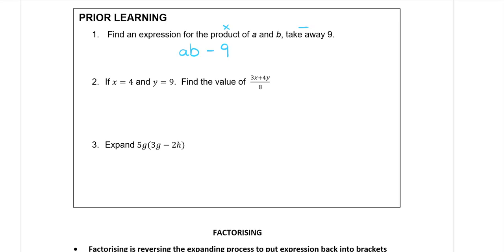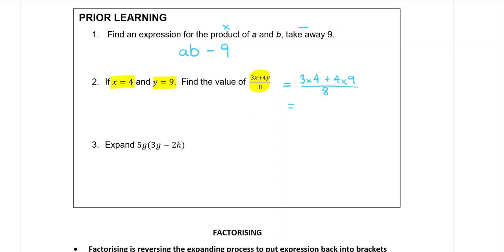In question 2, we are told that x is equal to 4 and y is equal to 9, and we want to put those values into this expression. So to do this, we do 2 lines of working out. The first line is that we replace the letters with the numbers by substituting them in. So 3x is going to be 3 times 4 because x is equal to 4. Then we have plus 4y will be 4 times 9. And then that is all over 8.